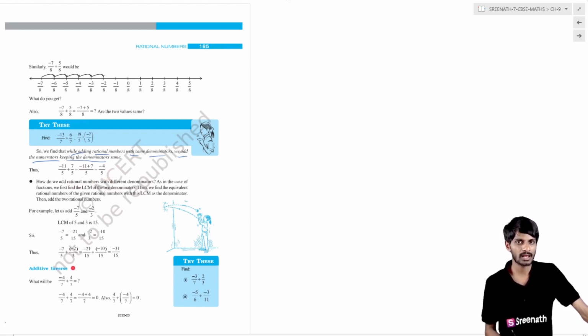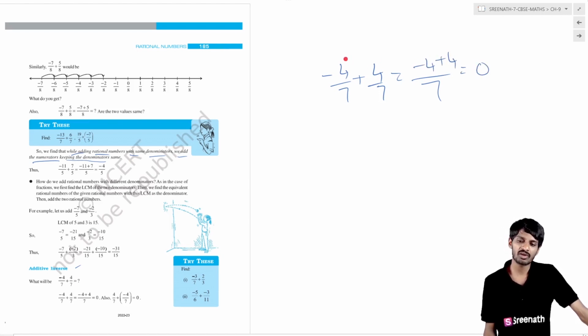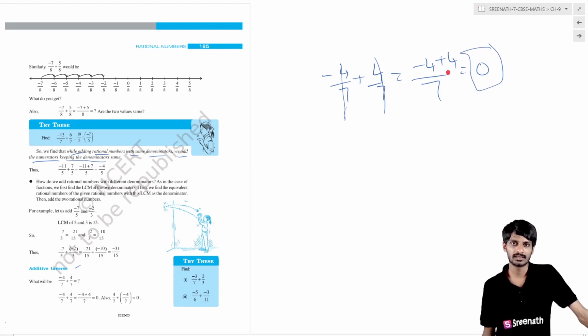And another concept in this is additive inverse. So what happens if you add minus 4 by 7 to 4 by 7? Basically both these have the same denominator, 7, and you have to add both these, that is minus 4 plus 4, that is nothing but 0. So whenever we add one rational number to another rational number, in many cases you will get another number. But if you add these two rational numbers, you are getting 0. Then we call both these additive inverse to each other.